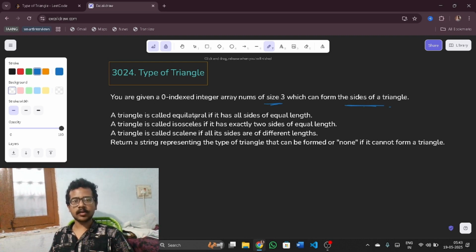A triangle is called equilateral if it has all sides of equal length. It is called isosceles if it has exactly two sides of equal length. And it is called scalene if all its sides are of different lengths. Now return a string representing the type of triangle that can be formed, or none if it cannot form a triangle. So let us see when to return none.